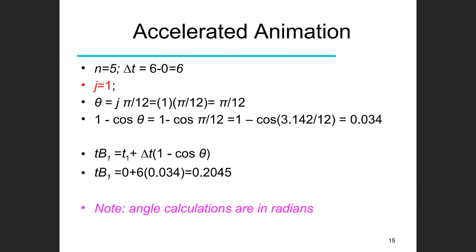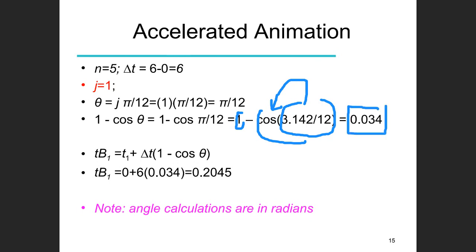The value for pi is equal to 3.142. So we write 3.142 for pi, and we divide it by 12. Then we compute the cosine of this value. First we do the division, then we compute the cosine, and whatever answer comes, we subtract from 1. So 1 minus this answer, and the final answer is 0.034, which is the answer for 1 minus cosine theta.